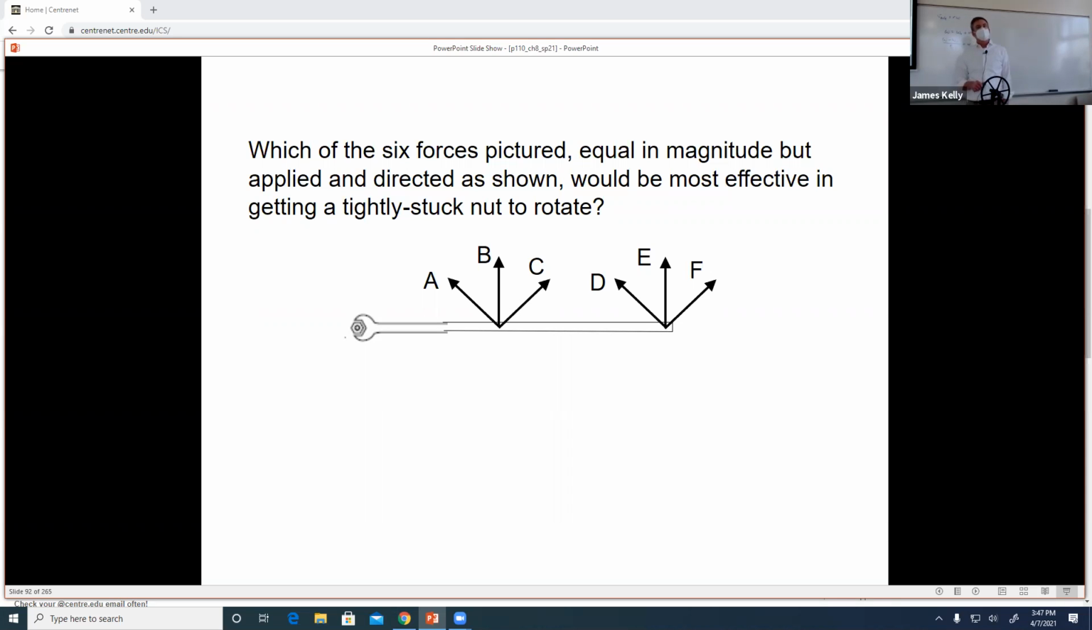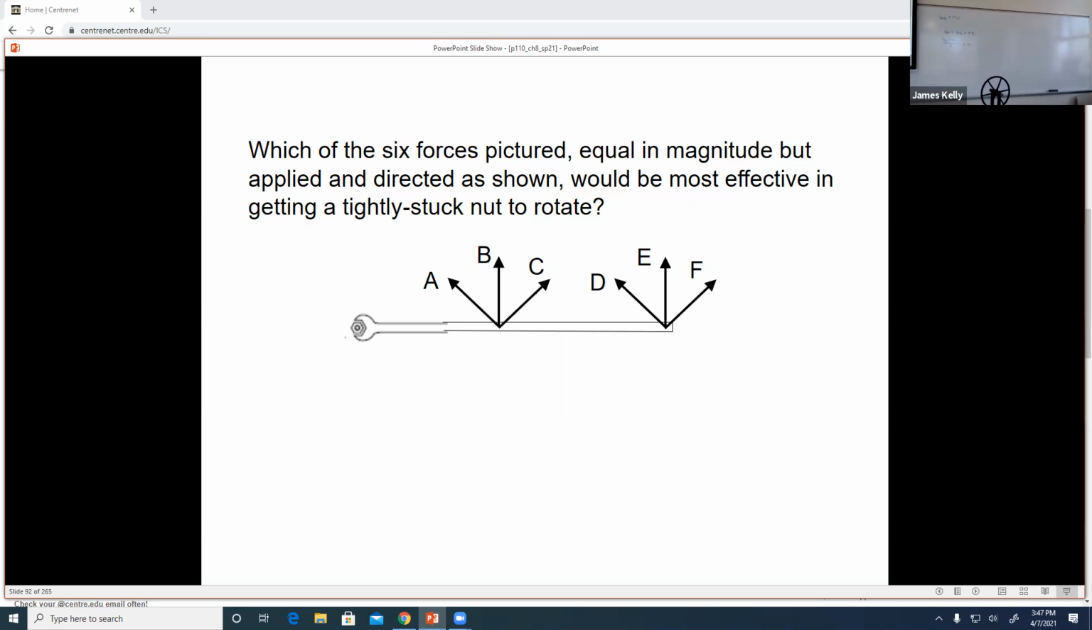I'm seeing a variety of answers. Probably E is slightly more numerous than the other ones. It's certainly not a majority, but there are lots of other ones here. And E actually is going to be the most effective.